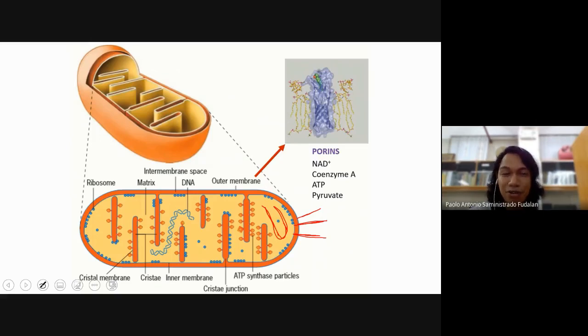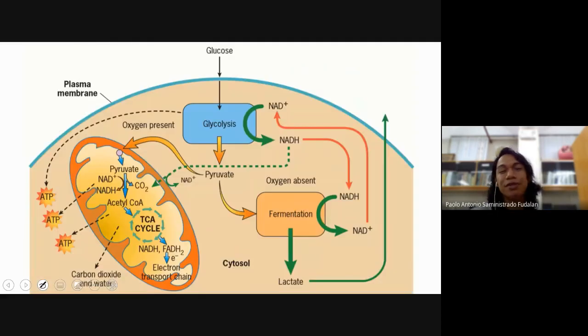And the inner membrane, as you can see here, is also folded inwardly to increase the surface area. And those foldings are known as the cristae. Okay, the cristae. So it's important to be familiar with this so that we will know where certain processes of cellular respiration happen. Okay, so this is an overview of cellular respiration.